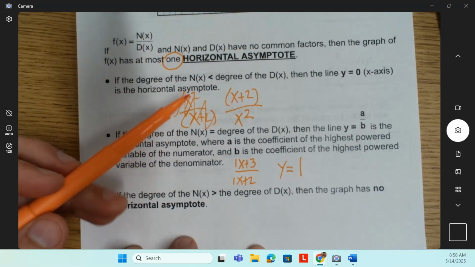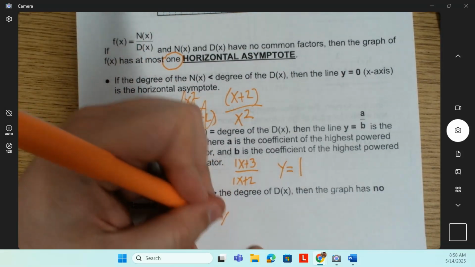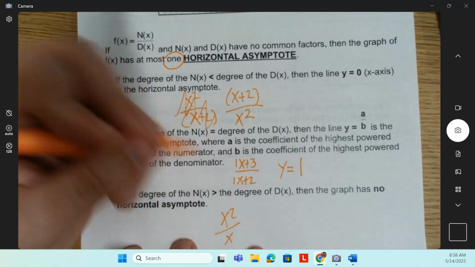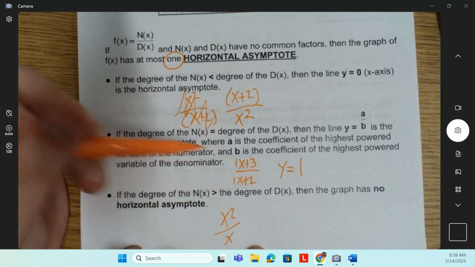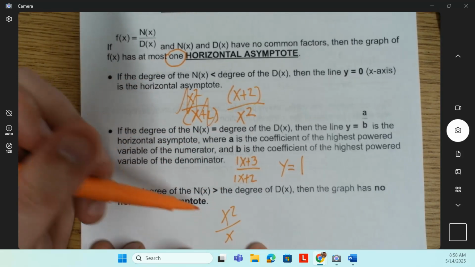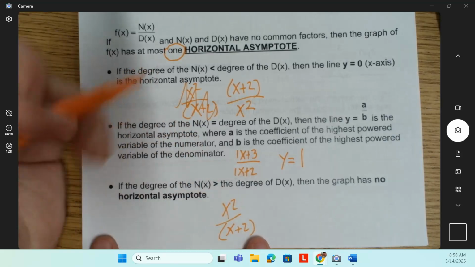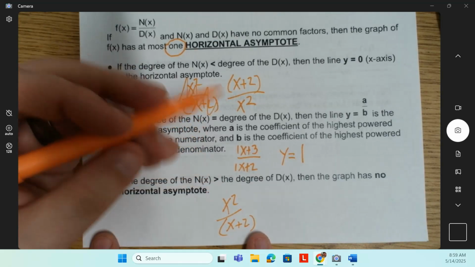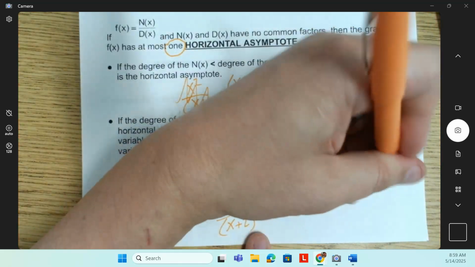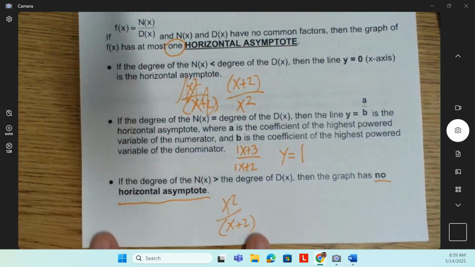And then on this one, if I had x squared over x plus 2, so that they don't cancel out, if it's a greater degree on the top, then there's no horizontal asymptote there.